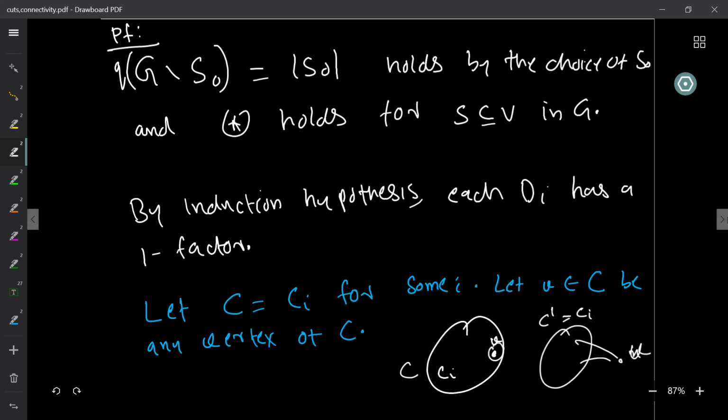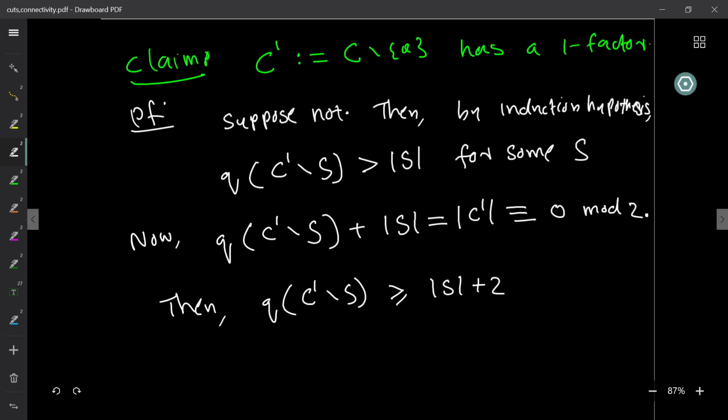Okay. So for each component I can do this. I pick some arbitrary component and remove any arbitrary vertex, and I look at the graph C dash. And I am going to show that C dash has a perfect matching. So C dash has a one factor, that is the claim. And how do we prove that?